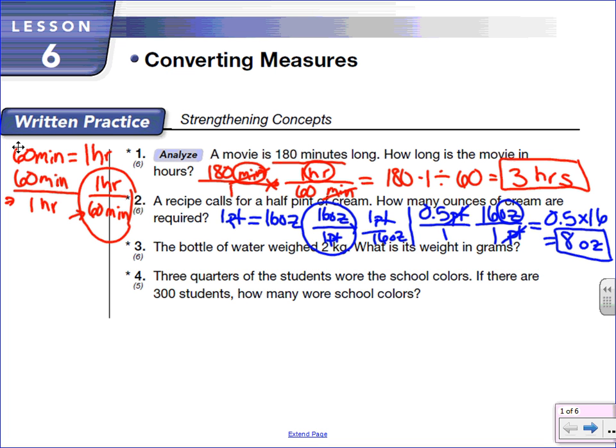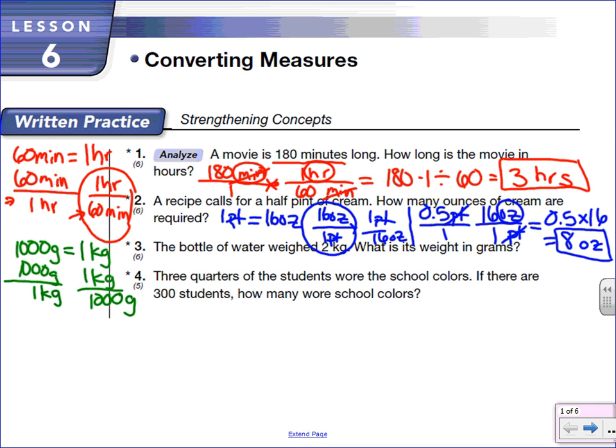The bottle of water weighed 2 kilograms. What is its weight in grams? So I look, and the conversion there says that 1,000 grams equals 1 kilogram. So two fractions I can get out of that are 1,000 grams over 1 kilogram, or 1 kilogram over 1,000 grams.